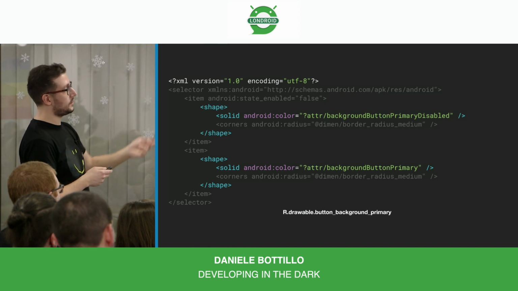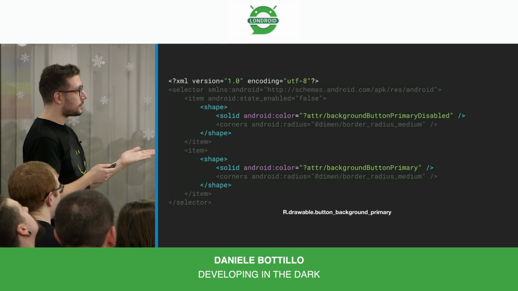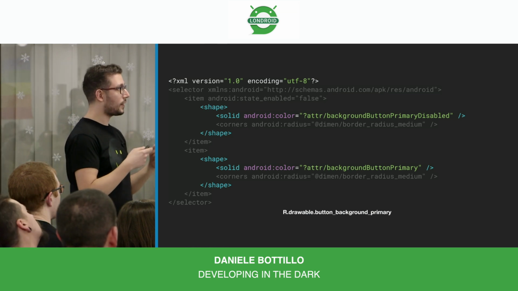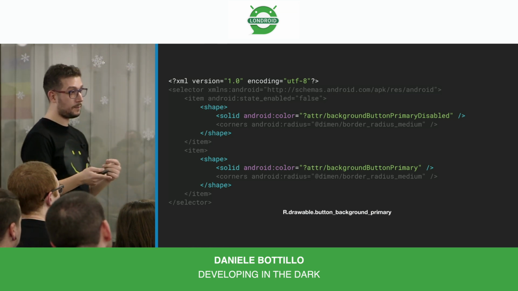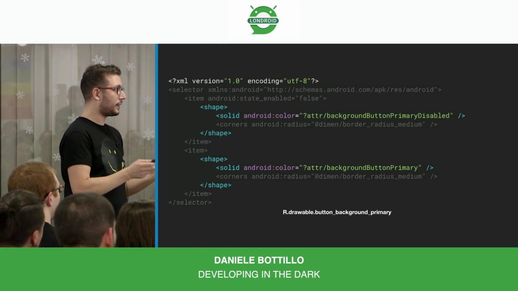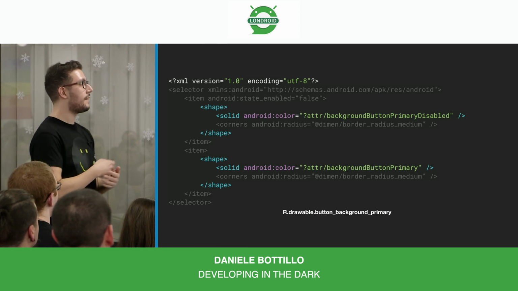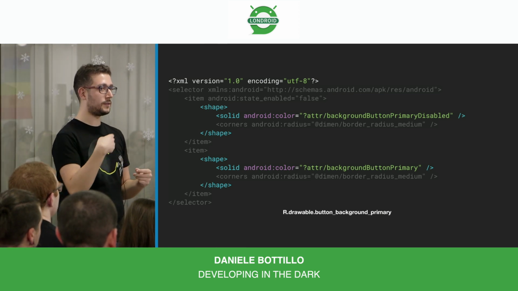So this is how, for example, the button background primary will look. You see here now is actually a selector because it's a button, right? And then you have two shapes, but then the color of those shapes will actually reference an attribute from the theme. So you don't need to think about this. You just say, this is my button background primary, so I just use this attribute, which is called background button primary, and then whatever that means at runtime is delegated to the theme.